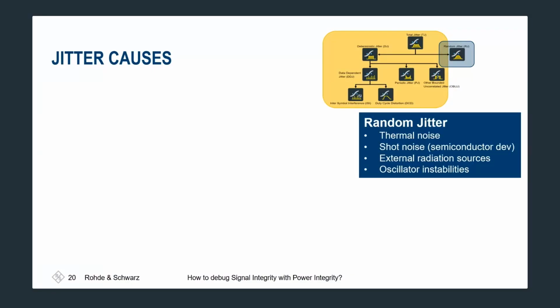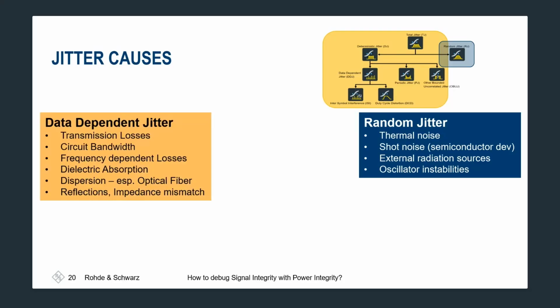So in the random part, the typical sources for random jitter are thermal noise, shot noise, external radiation sources, and oscillator instabilities. All these effects are theoretically unbounded in the frequency range. Deterministic jitter is again divided into different components such as transmission losses, circuit bandwidth, frequency-dependent losses, dielectric absorption, dispersion and reflections, and impedance mismatches.